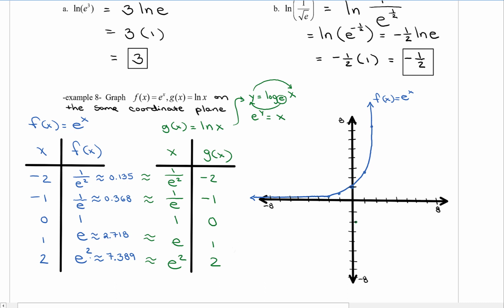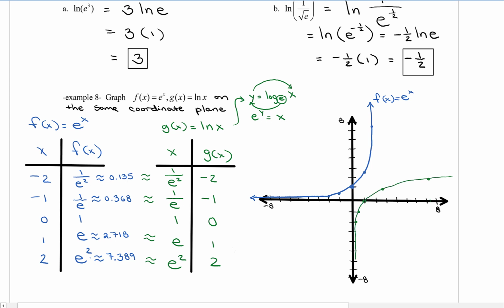So let's go ahead and start plotting the points for g of x. We'll begin with the first ordered pair. So it's going to be the 0.135, -2, then 0.368, -1, then 1, 0, and then e, 1, which is 2.718, 1, and then e squared, 2, which is 7.389, 2. I will connect my points with a curve.